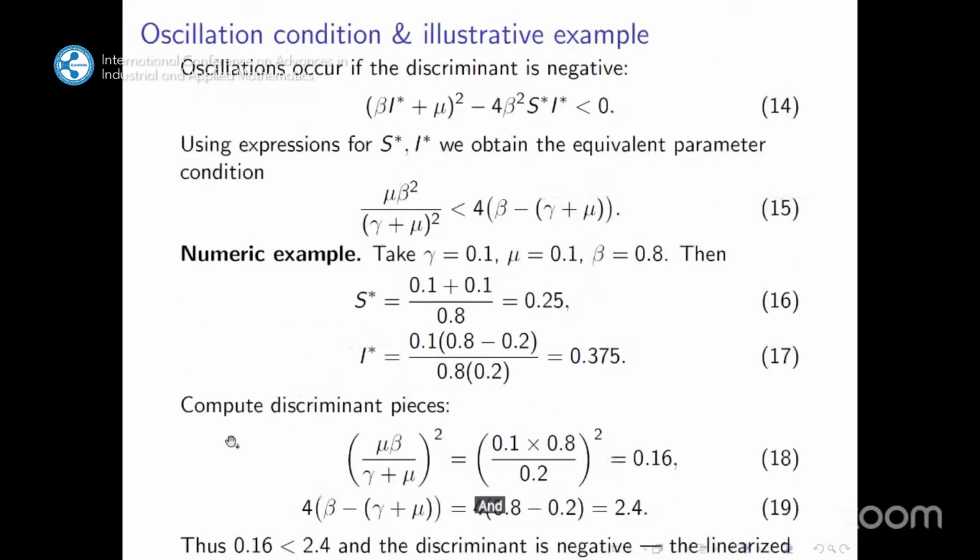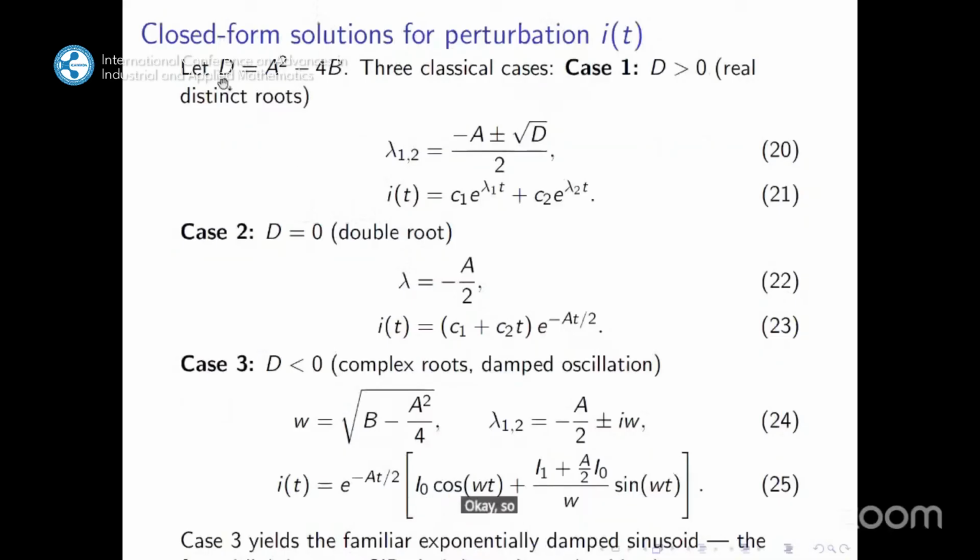And so if we compute the discriminant pieces, we have the following values. So that we can conclude that 0.16 is less than, as given in equation 18, 2.4. So we are literally following equation 15 there. So we have that the discriminant is negative. Okay, so if the discriminant is negative, we know there are 3 cases for the closed form solution of the perturbation.